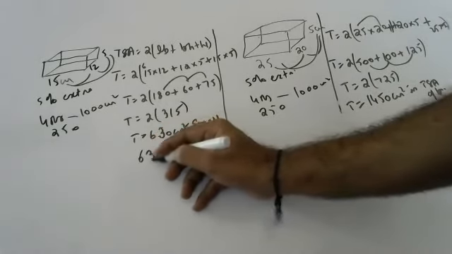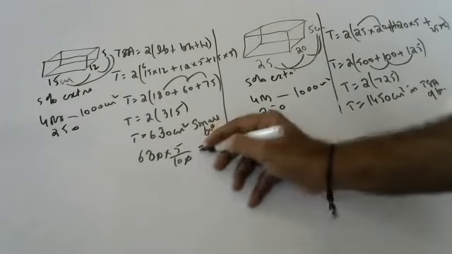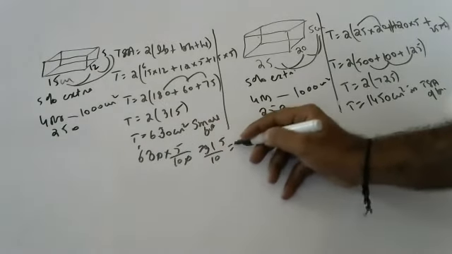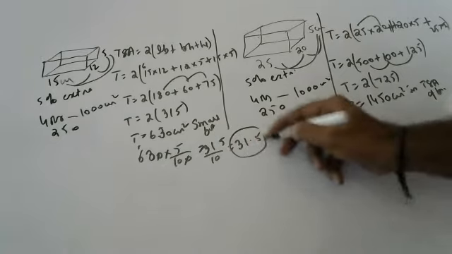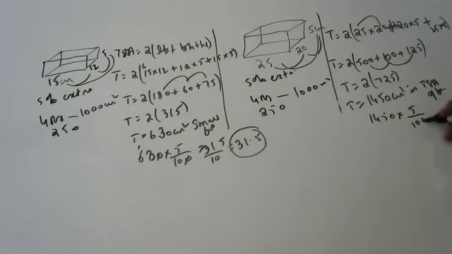Children, 5% of 630 centimeters square is how much, children? 5 3s are 15, 5 6s are 30, so 31.5. This is required extra. What is the 5% of 1450, children? 72.5. This is also required extra.